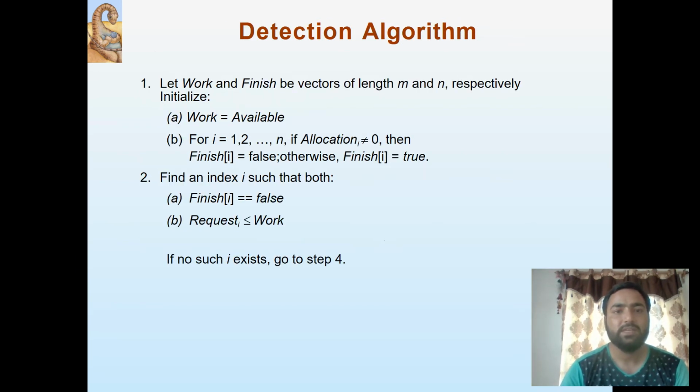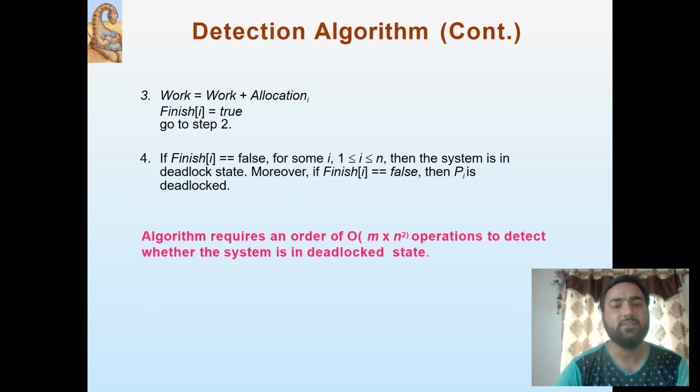So first we define the work and finish variables, then we find an index i where finish is equal to false and request is less than work. Then we update the work variable with work plus allocation. Work is the available resources, plus allocation is the resources freed by a particular process after execution completes.